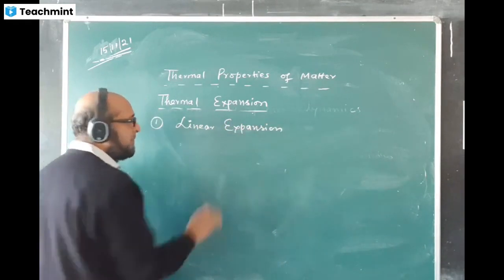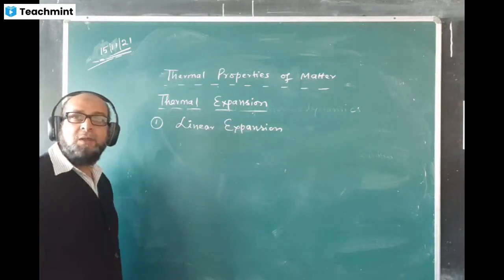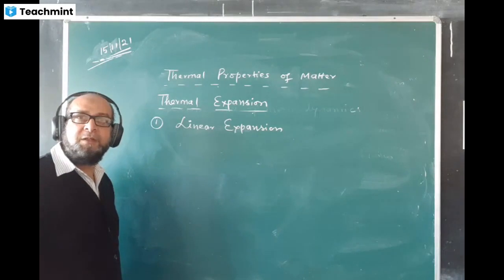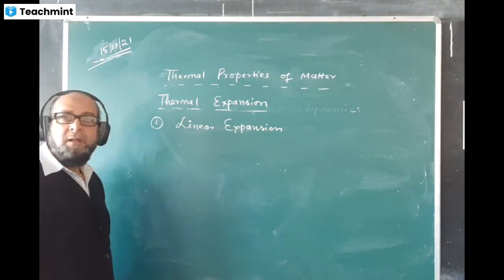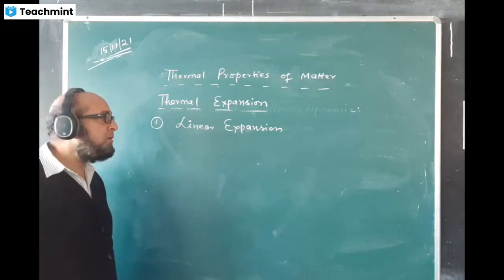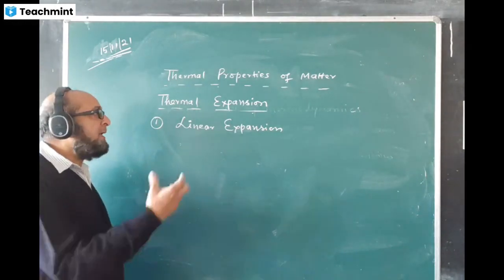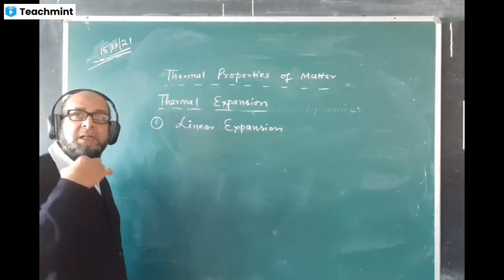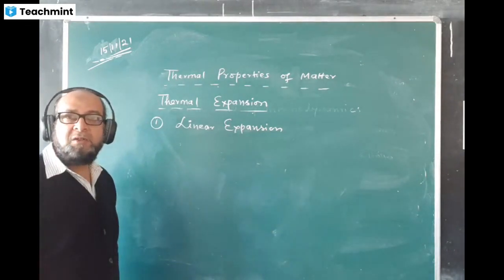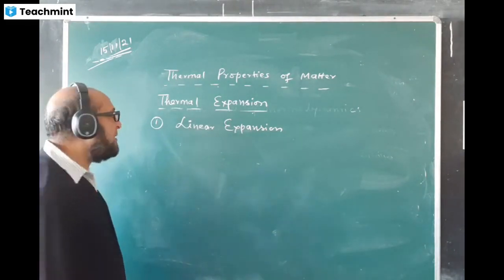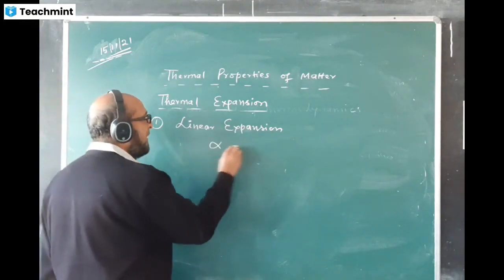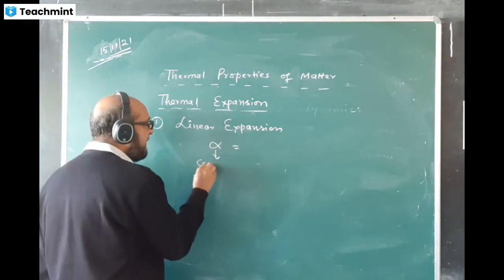Number one is linear expansion. Number two is superficial expansion, or we call it area expansion. And the third one is volume expansion or cubical expansion. On heating a substance, if there is a significant change in its length, it is called linear expansion. Linear expansion is denoted by alpha. Alpha is called the coefficient of linear expansion.